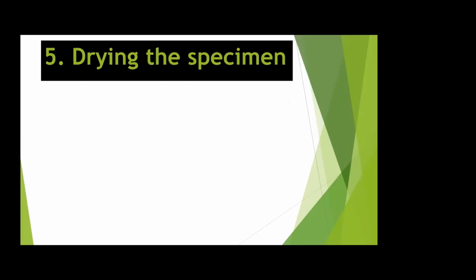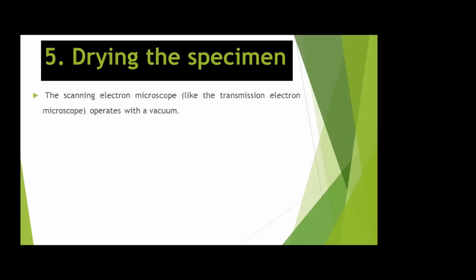And next step here is drying the specimen. The scanning electron microscope operates with a vacuum inside, which I have already described. It's the same in the case of TEM also, transmission electron microscope also. Air inside the column will be sucked out, and the entire equipment operates with a vacuum.